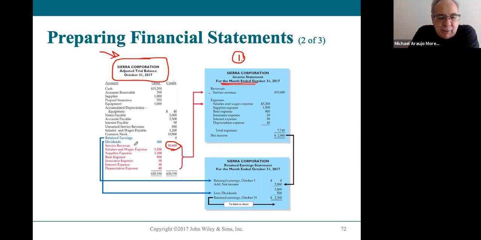So here we have the revenue account, service revenue of 10,600. It's the only revenue account we have. So that total can go into the far right column. Expenses are listed next. All of these expenses come right out of the adjusted trial balance. From salaries and wages all the way down to depreciation, they're listed in that order here. The total expenses are listed in the far right.